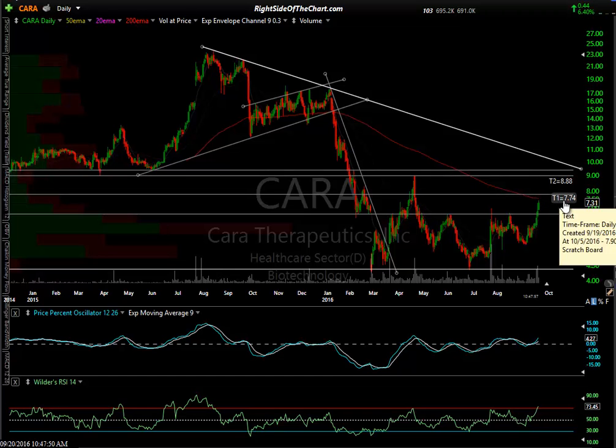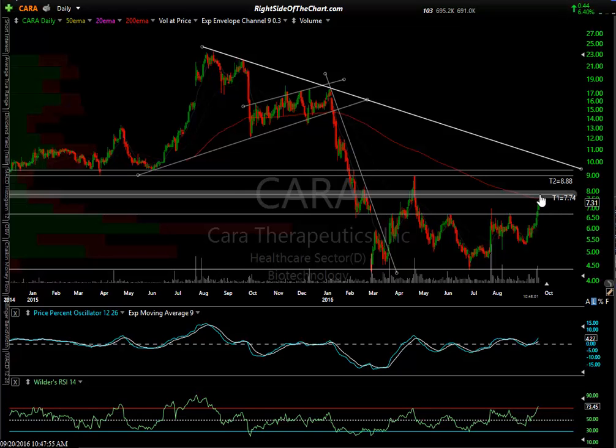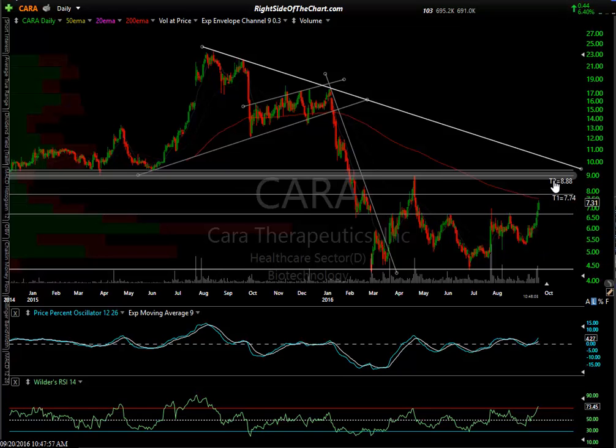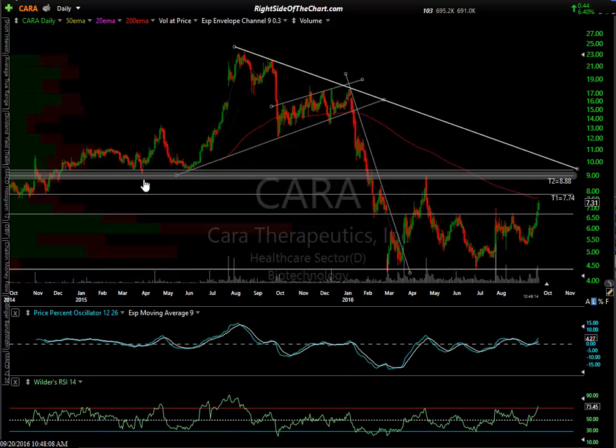And that's my first target up there. And I think this one, if the momentum continues, we might get a reaction there. But that's what I'm looking at right now. I'm going to try to give this one a little room and see if I can get up to that 8.88 level. That looks pretty good. At that point, that's pretty significant resistance.